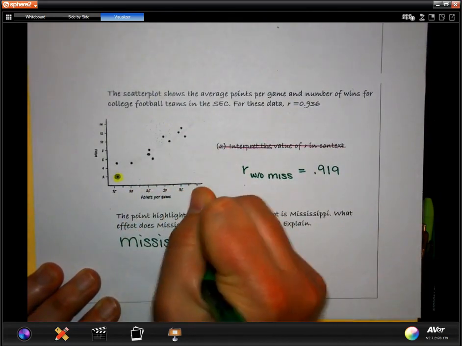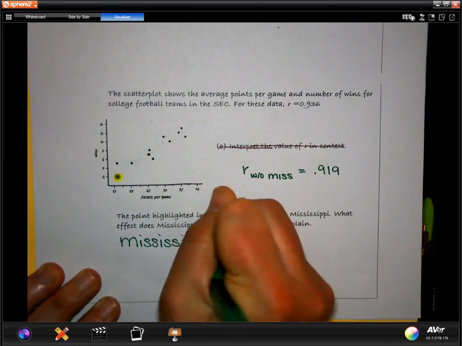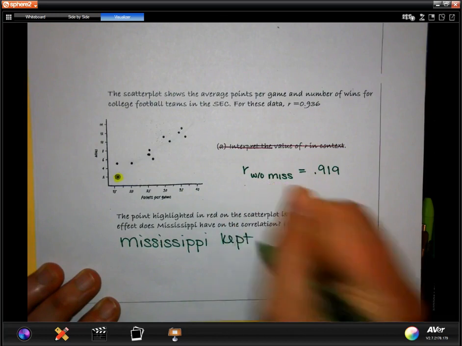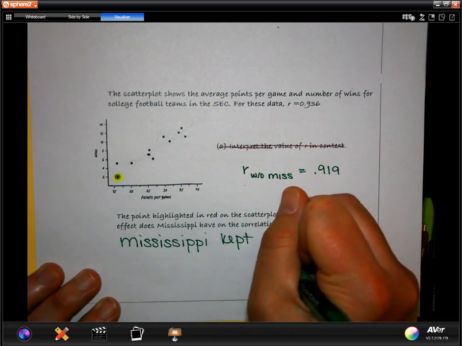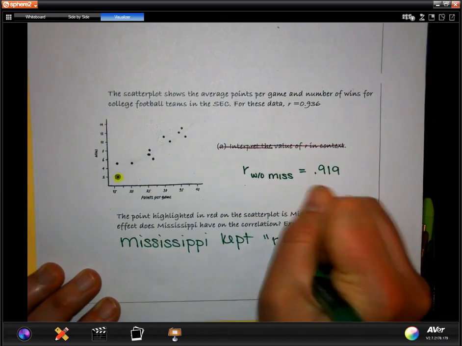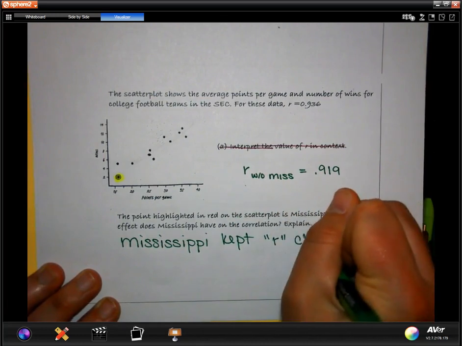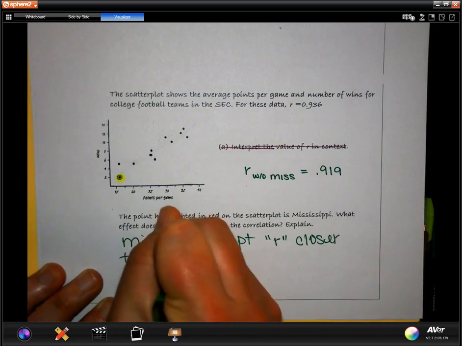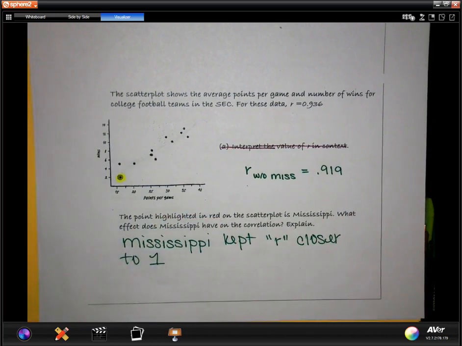Mississippi. M-I-S-S-I-S-S. Kept R closer to 1. That was a weird one, sorry. Got like a little flip to it.